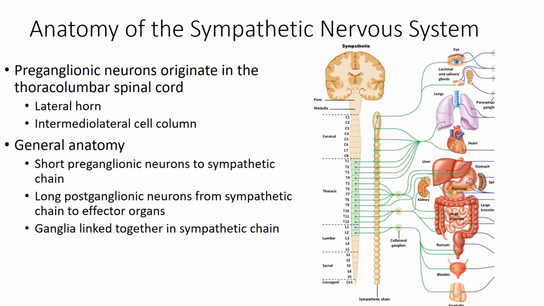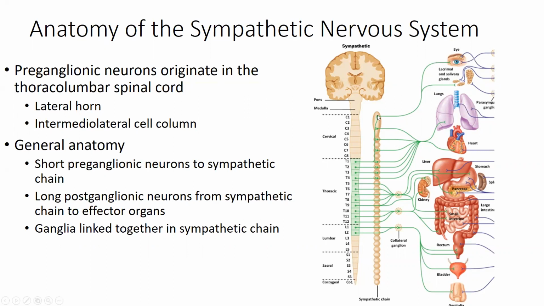They're going to come specifically from the lateral horn of the spinal cord, and some fibers to a lesser degree come from the intermediolateral cell column, right, which is just adjacent to the lateral horn. So this is the area of the spinal cord where these fibers arise from. In terms of the anatomy of these neurons, the preganglionic neuron is going to be a shorter neuron, right? And it's going to synapse onto this structure here, which is called the sympathetic chain.